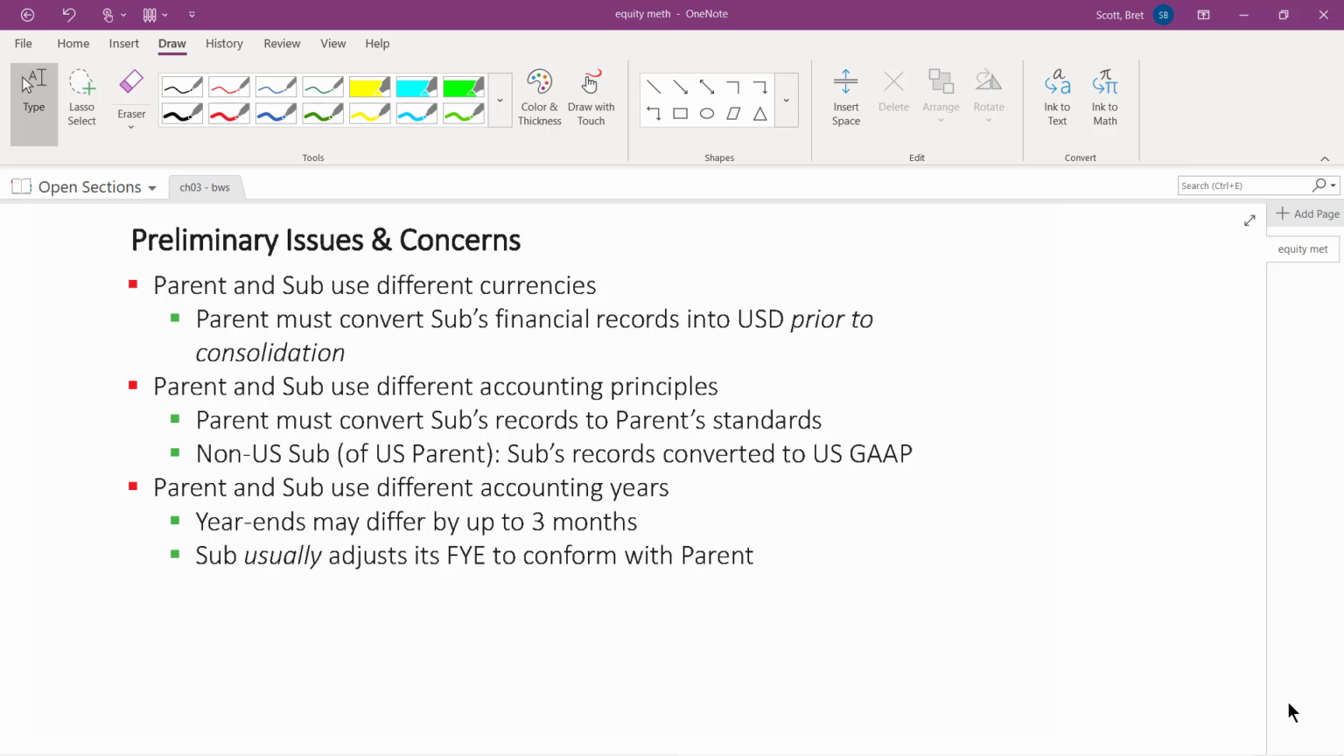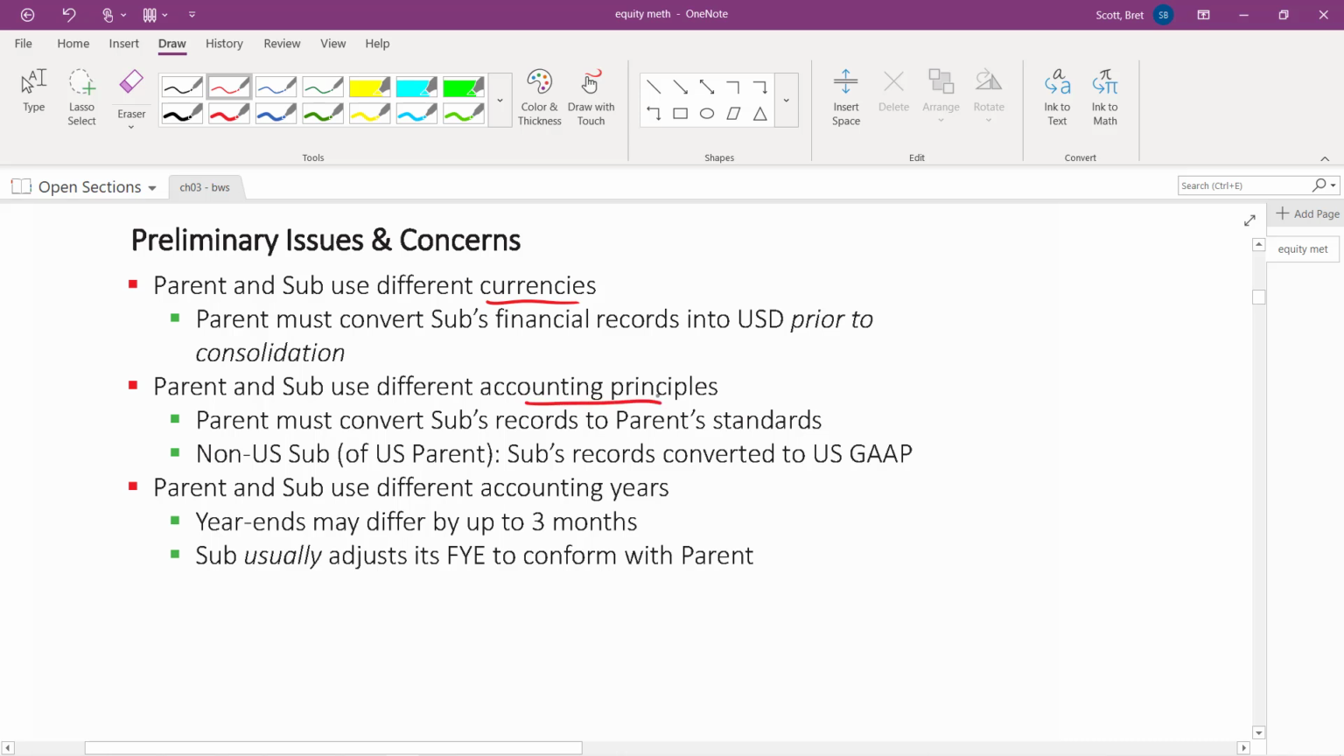There are some other concerns and issues we have to worry about when we are using the equity method of accounting to account for our subsidiary. If it's a subsidiary that exists in, say, a foreign country, we have issues with currencies that we have to take into consideration when we consolidate. We can't just add their cash with our cash. Those are two different currencies.